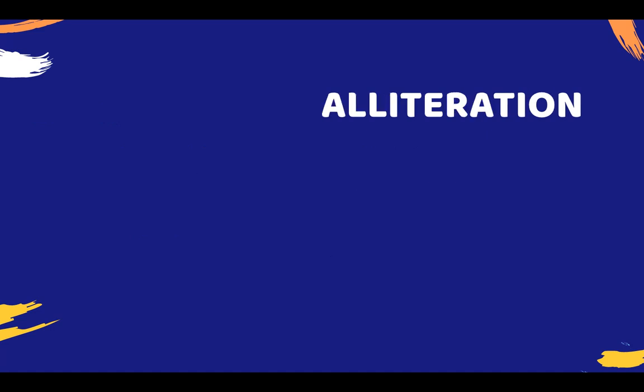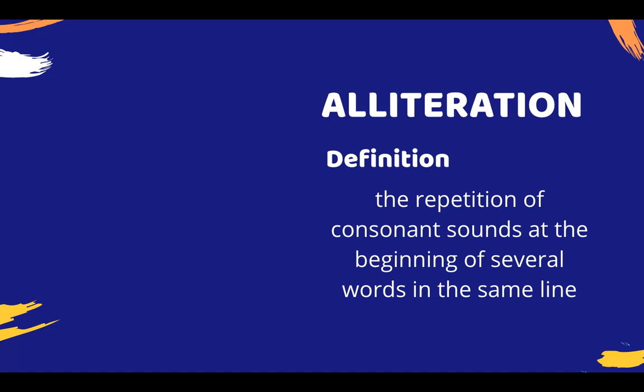The next poetic sound device is alliteration. The definition of that is the repetition of consonant sounds at the beginning of several words in the same line. This is different than repetition and rhyme because this one is at the beginning of several words, and you have to make sure that this is the consonant sounds. So all of the letters that are not vowels are your consonants.